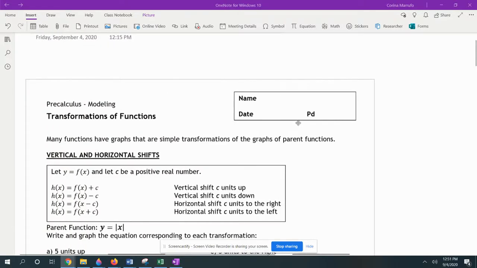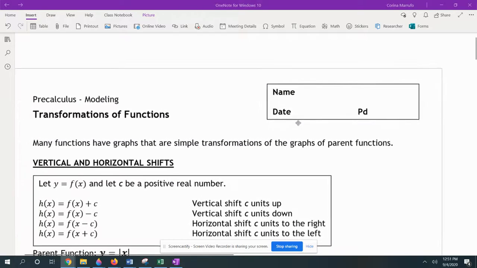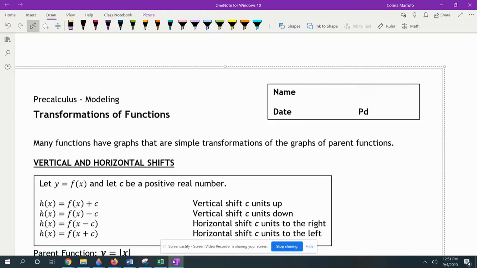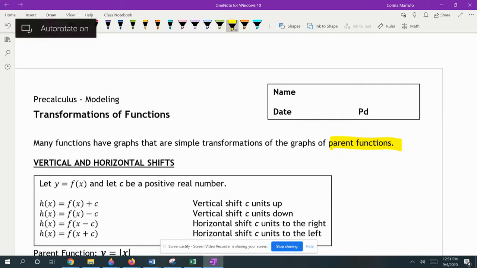All right, so next we're going to be covering transformations of functions. Many functions have graphs that are a simple transformation of the graph of a parent function. That's why we covered the parent functions in the lesson before, because we're going to go into transformations. So we have vertical and horizontal shifts.